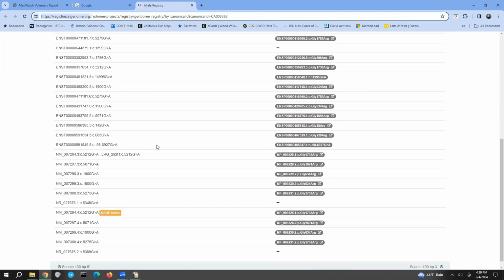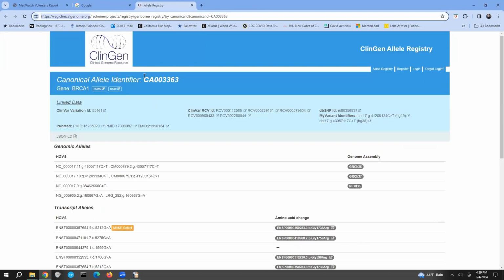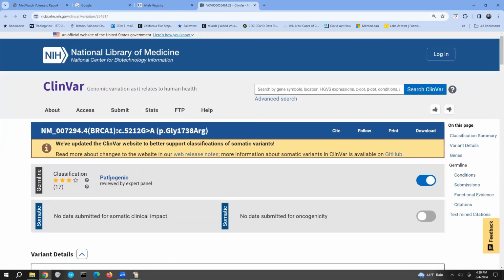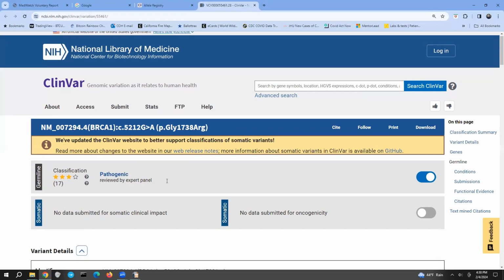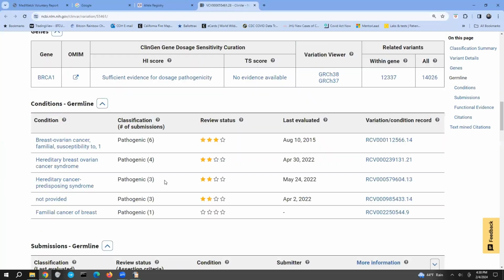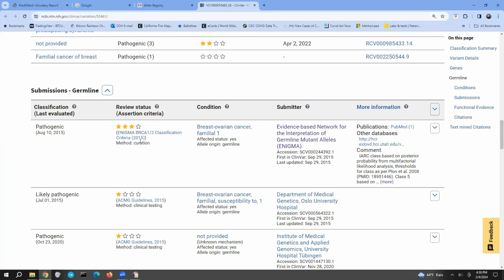If you scroll down, you don't see that same pathogenic label, but it is in ClinGen. I found this using BRCA Exchange, and then you can click right here to see the variant in ClinVar, and you can see it has a pathogenic classification. If you scroll down, you can see that there is 3-star Enigma classification information. There's a 3-star classification from Enigma.